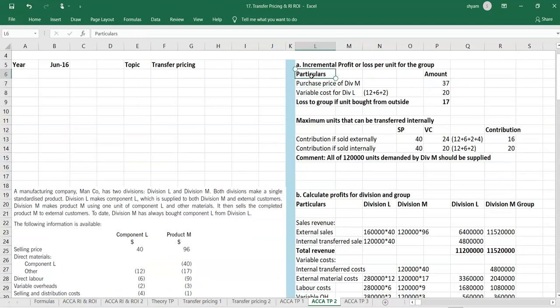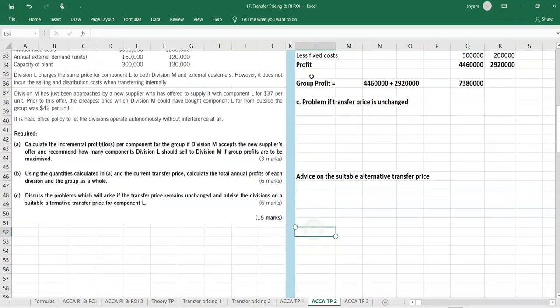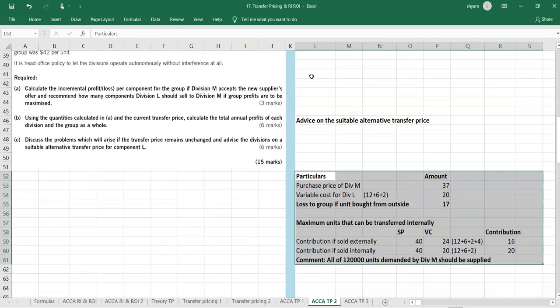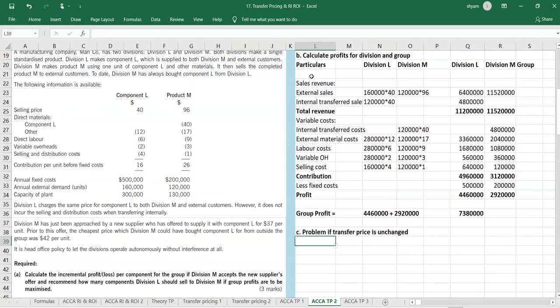So at least for discussion purpose, we might need these items. So we'll just have them and we'll delete it after our discussion is over, right? See, the current transfer price is 40 and some other companies are giving at 37.